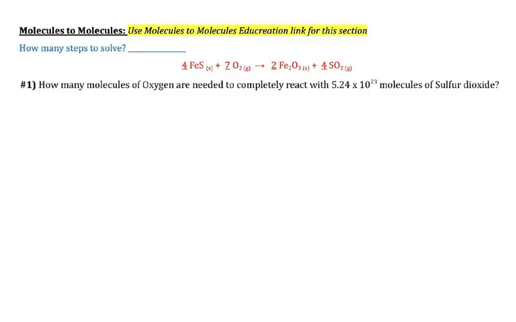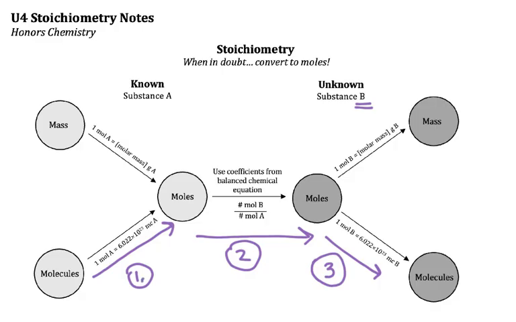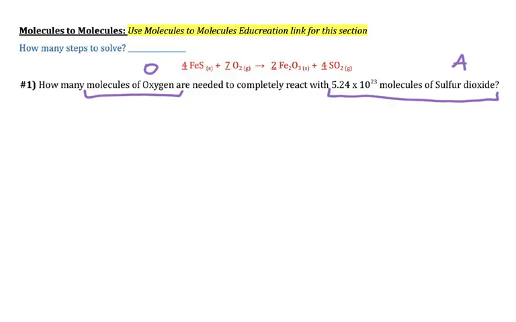All right, so as we're looking at these stoichiometry problems: how many molecules of oxygen are needed to completely react with 5.24 times 10 to the 23rd molecules of sulfur dioxide? I have molecules of both. I'm switching from sulfur dioxide as my chemical to oxygen. And so this is going to be 3 steps going through that path that was initially discussed.